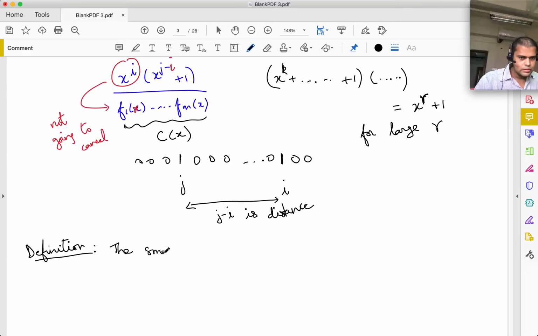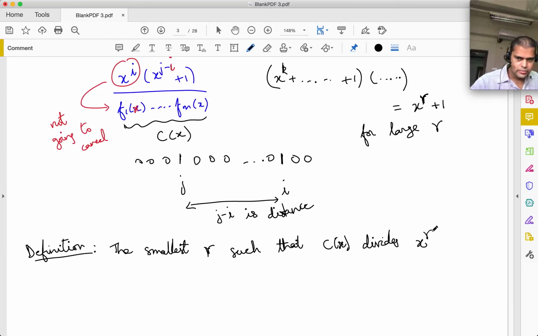So the smallest gamma such that c of x divides x to the power of gamma plus 1 is called its order. Or sometimes it's called its exponent.